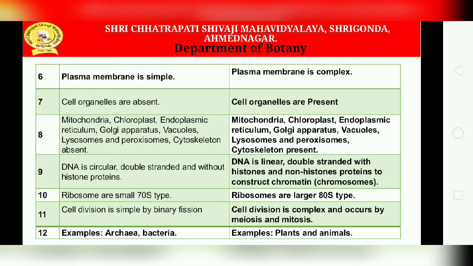Next, DNA is circular, double stranded and without histone protein, whereas in eukaryotes DNA is linear, double stranded with histones and non-histone proteins to construct chromatin, or chromosomes. Next, in the prokaryotic cell ribosomes are small, 70S type, whereas in the eukaryotic cell they are larger. Cell division is simple, by binary fission, in prokaryotes, while in eukaryotes cell division is complex and occurs by meiosis and mitosis. Examples are given here.